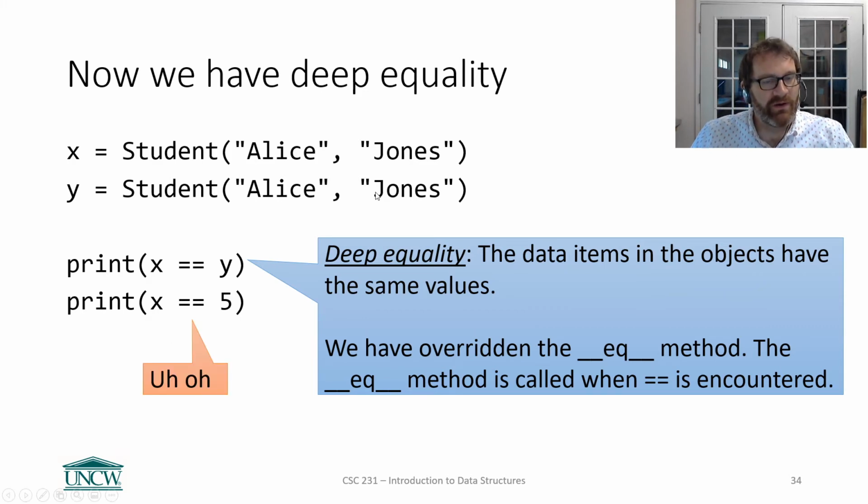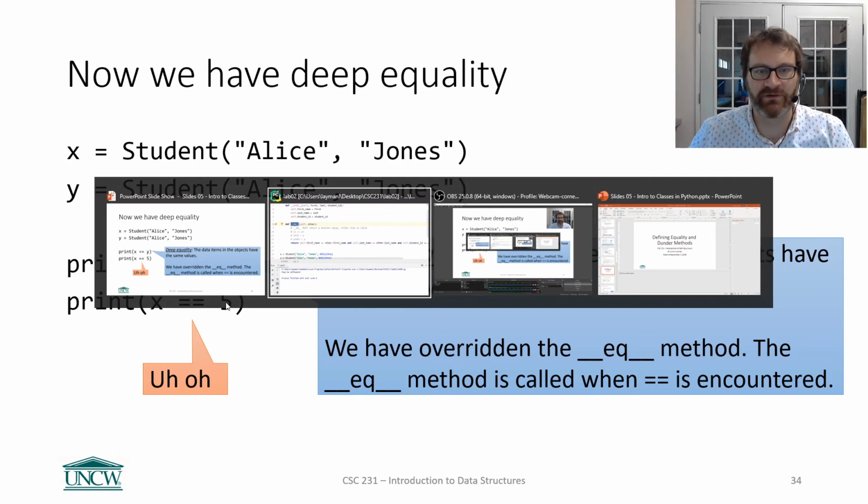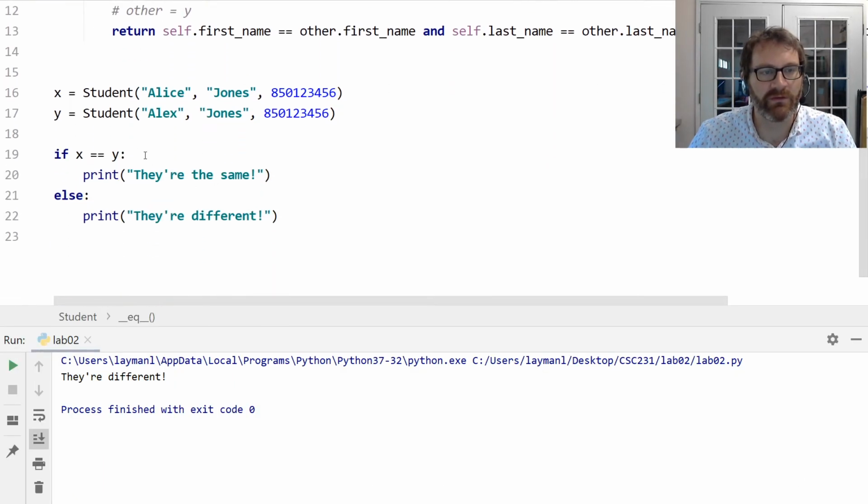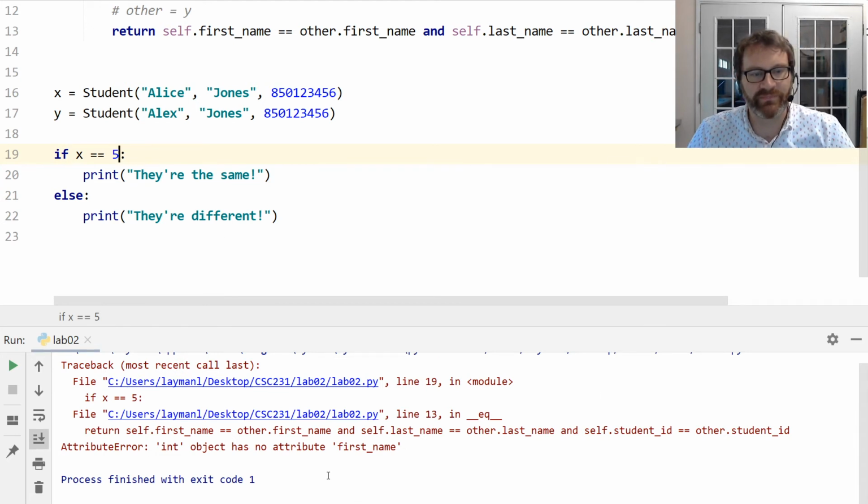Okay? But what happens here? If we're comparing two students, we're in good shape. But what happens if we compare a student with, say, an integer? Well, let's try it. Let's go back to our code and try it. Let's compare x, where x is a student, to 5. And let's run this and see what happens. Attribute error. Int object has no attribute first name. Okay, and if you're in PyCharm, you can follow this stack trace. So here's the offending line, line 13 in EQ.